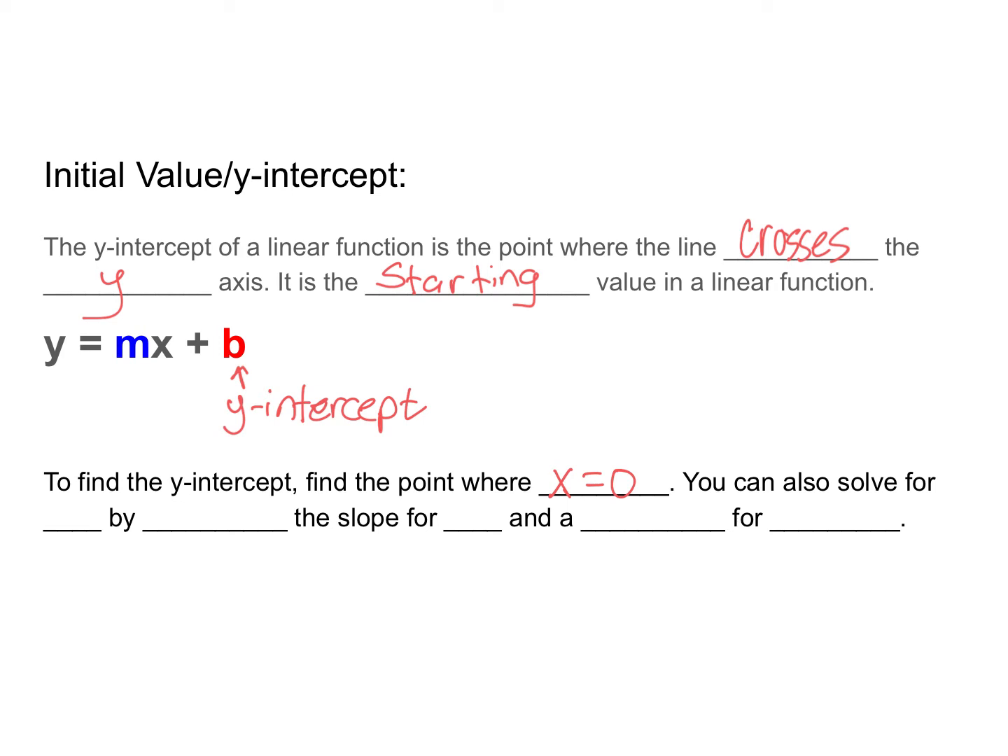If you're not told the point where x equals 0 and you're not sure how to find it, we have a way that we can solve for b by substituting the slope for m and a point for x and y. And I'll show you how that works in just a minute. All right, let's get into some examples of this.